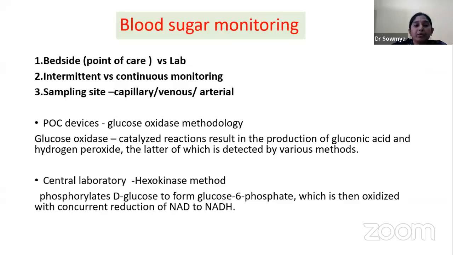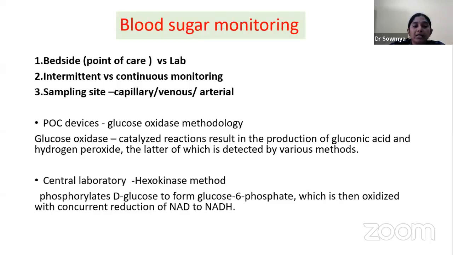So how should we monitor? Blood sugar monitoring can be done bedside, like a point of care with glucometers, or the blood sample can be sent to the lab. It can be done continuously or it can be done intermittently. And it varies by sampling site. The sample can be capillary blood or venous blood, venous plasma or venous whole blood, or sampling can also be taken from an arterial line.